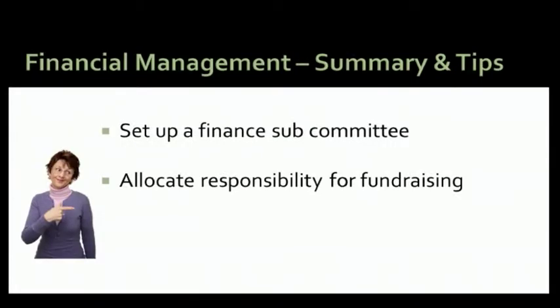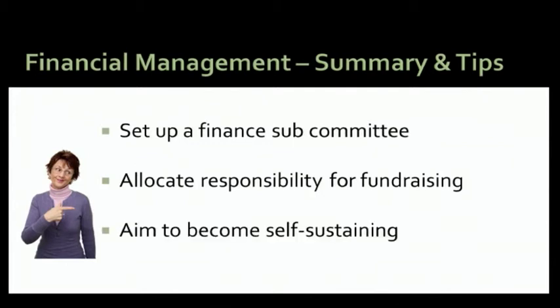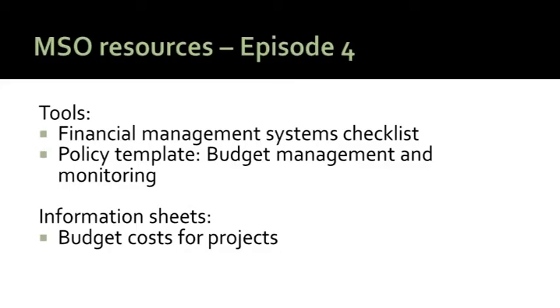We talked about allocating responsibility for fundraising and making sure that you're really working as a CRC to become self-sustaining. So you're not just reliant on government funding, and there's a whole host of opportunities, offsetting your risk by making sure that you've got multiple income streams to take you forward over the next 3 and 5 years. Remember, MSO has heaps of fantastic resources for CRCs. Here are just a few that we recommend that are most relevant to today's episode.